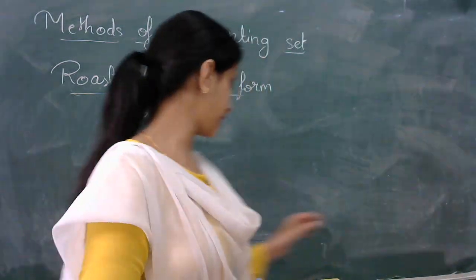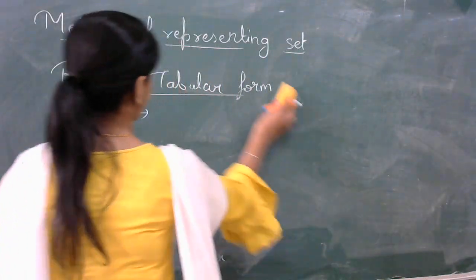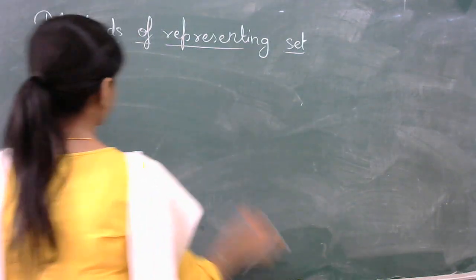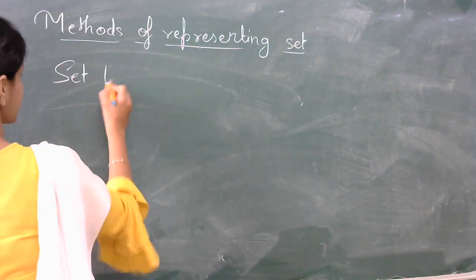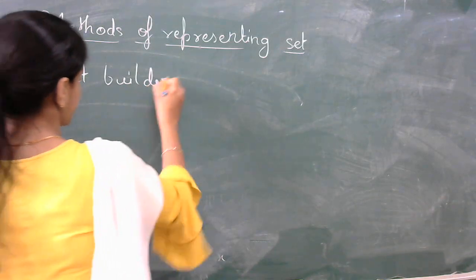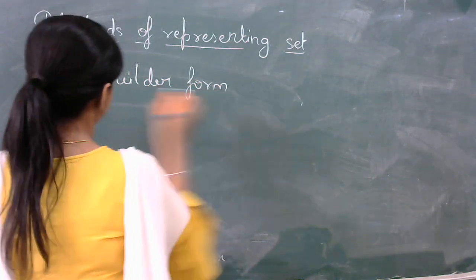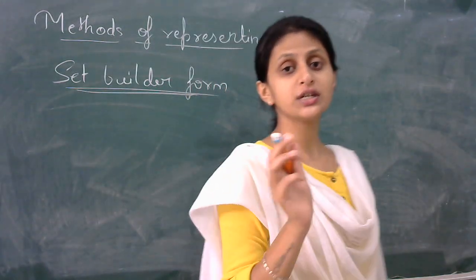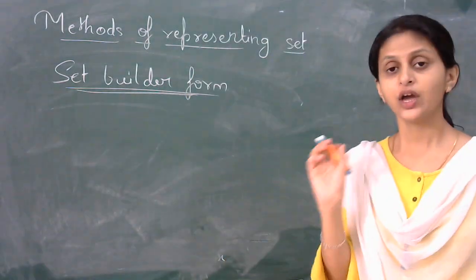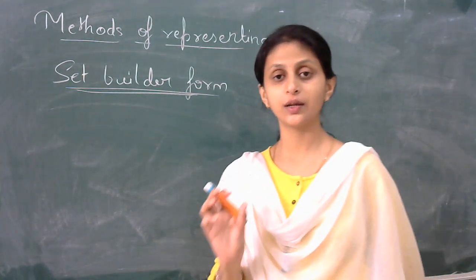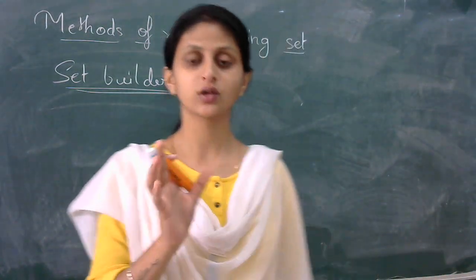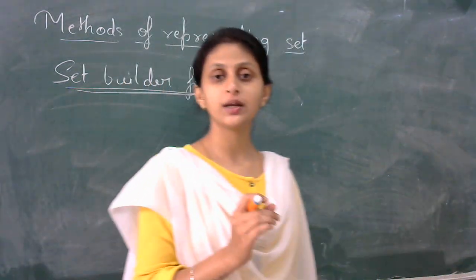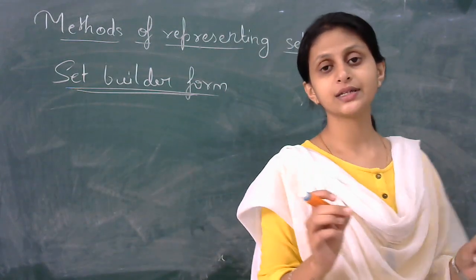Now let us move to the next method, that is set builder form. So what is this set builder form, students? Set builder form, it is very important. In this method, we are not going to list all the elements, students. We are going to write the property possessed by the elements. Means common property possessed by all the elements in a set.